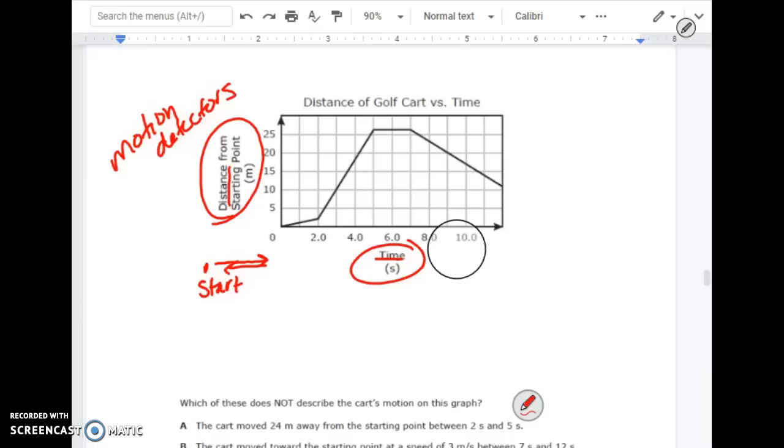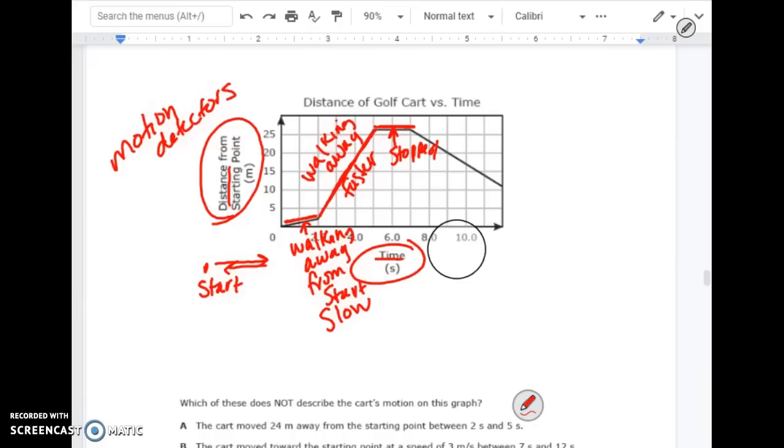So the graph here, whenever you have a line that is a straight line, but it is going up, then you are walking away from the start. Right here, it's not a very steep slope, so it is slow. As it speeds up, you're still walking away, but when it's steeper, you're walking away faster. Right here, in this section, you are not going any distance, so you have stopped. A flat line, when it's completely flat, means that you have stopped going forward, so you're not moving.